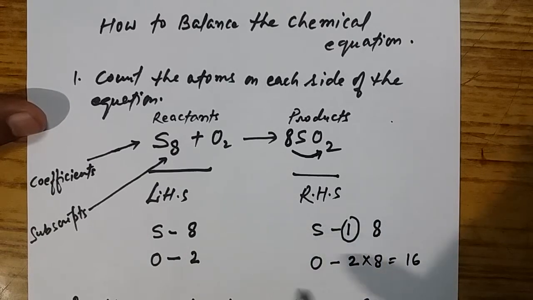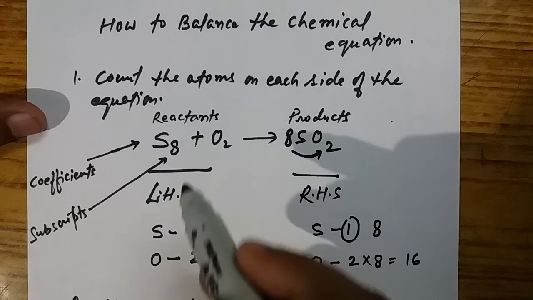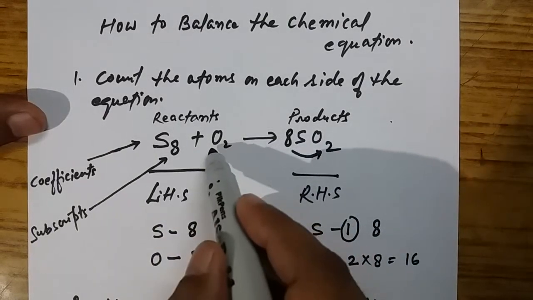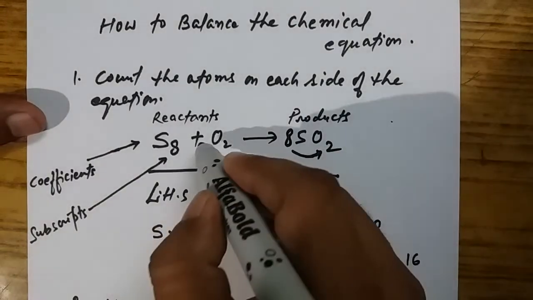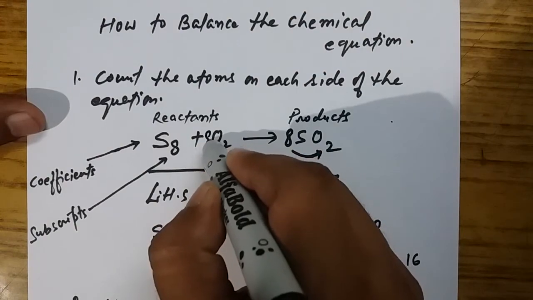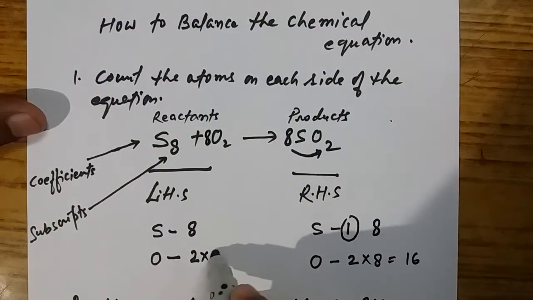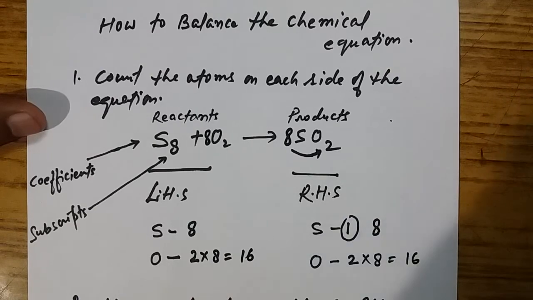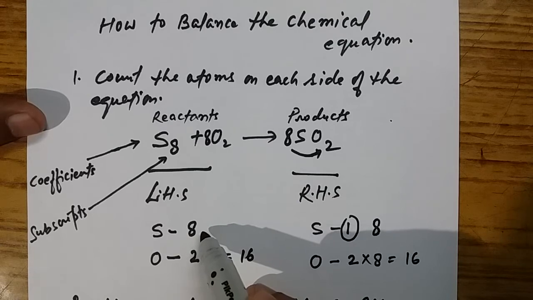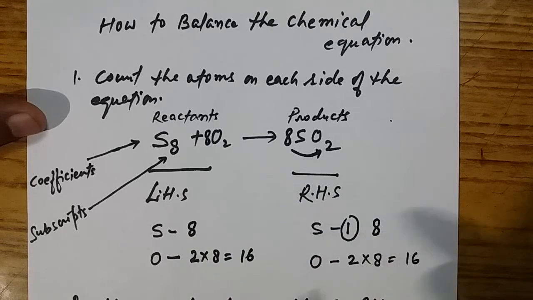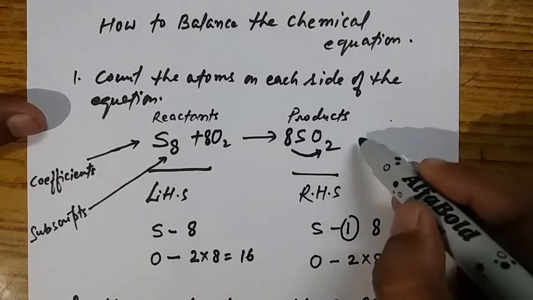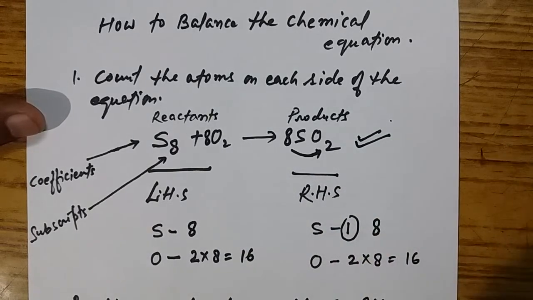Sulfur got balanced, but again oxygen got disturbed. It became 16. But it's very easy. We can put a number here which multiplied by 2 becomes 16, so simply we can write 8. Here also it became 16. Now sulfur is 8 and sulfur is 8 on both sides. Here oxygen is 16 and here also oxygen is 16. In this way, we can say that our equation is now balanced.